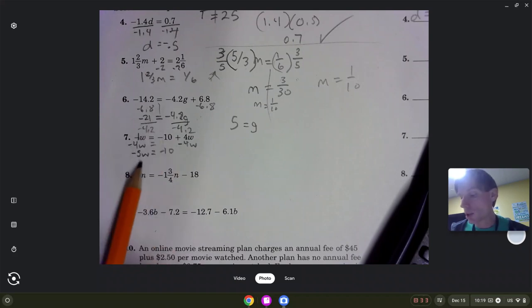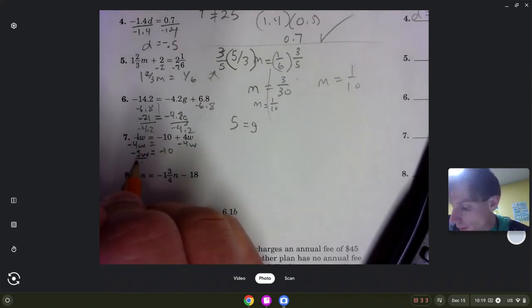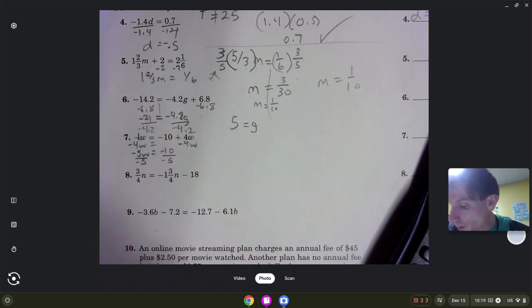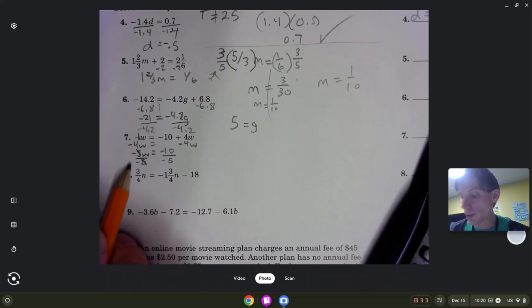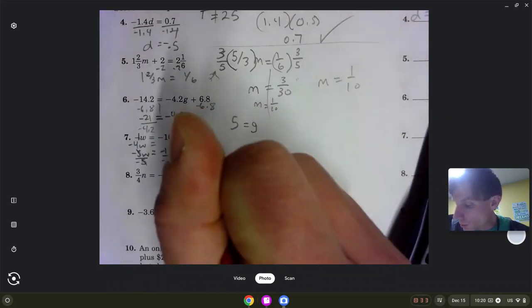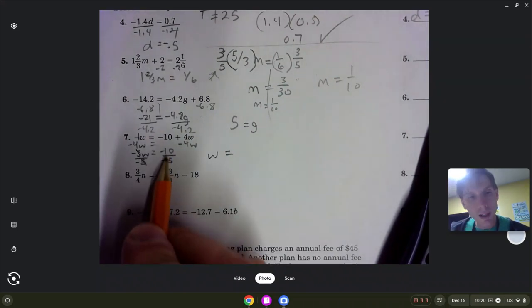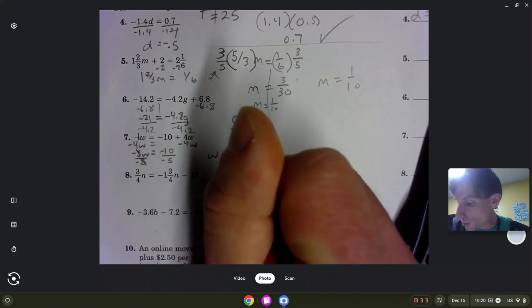Last step to get w all alone. We got to do the opposite of what the 5 is doing to the w. The opposite is dividing. Right? Cancels out. Again, notice how I divided by a negative 5 because of that negative there. We're left with w. I have to write it over here again. They don't give you enough space. And then negative 10 divided by a negative 5. Negative divided by a negative is a positive. 10 divided by 5 is 2.